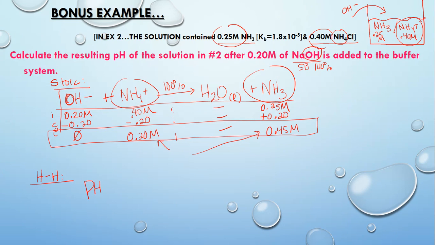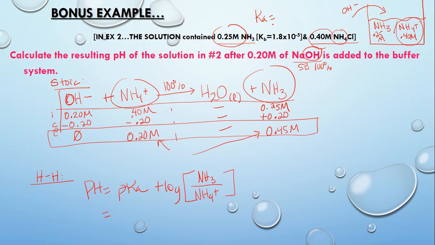Remember, the Henderson-Hasselbalch equation is pH equals the pKa plus the log of the base over the acid. In this case, the base is ammonia, NH3, and I always write the formula so I don't mix them up. The acid in this buffering system is NH4 plus. So let's plug in our values. We were told the Kb in example 2, and remember we found the Ka of that when we did example 2 in class.